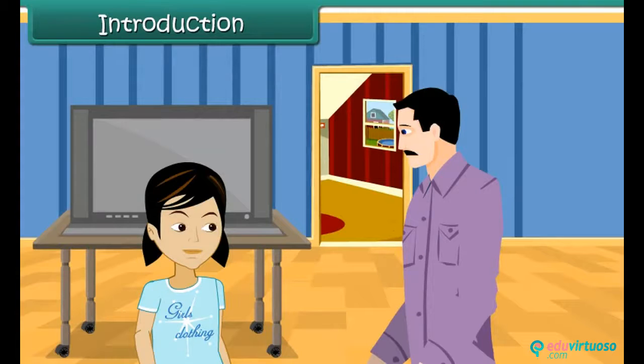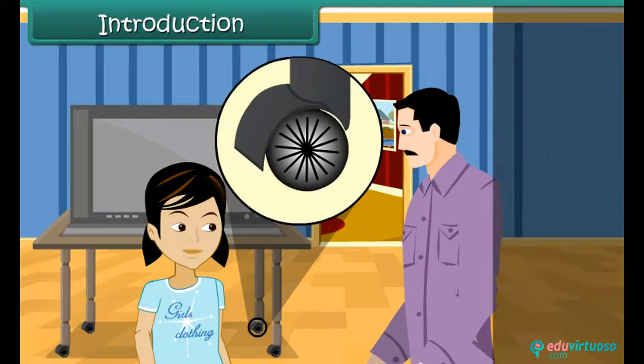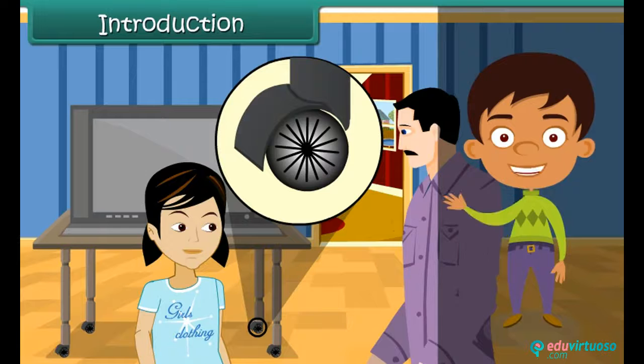Her uncle tells her that he could do so because of the wheels present at the bottom of the TV unit. Vibha is surprised that such small wheels can be of such great help. In this lesson, you will learn the story of wheels.